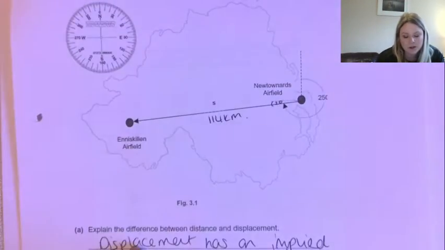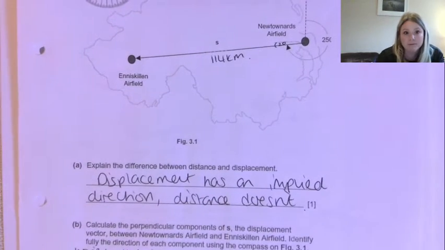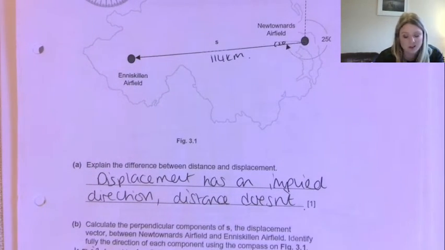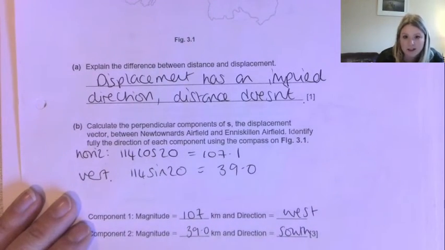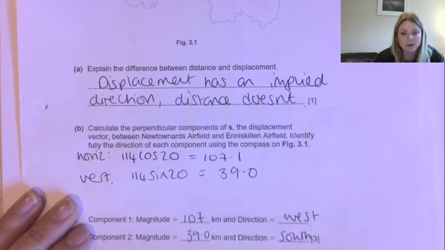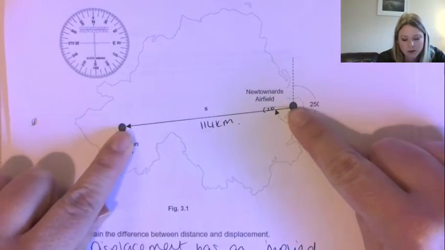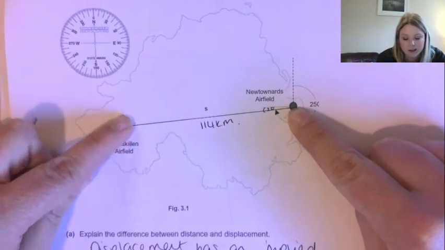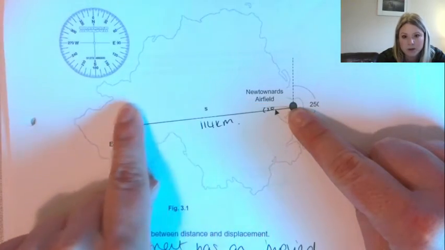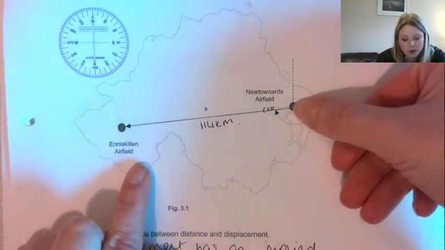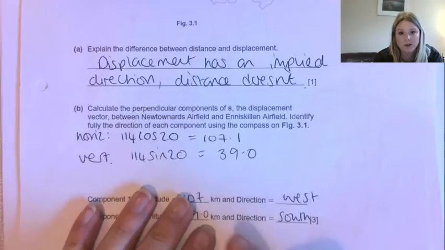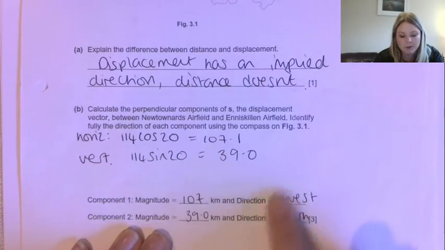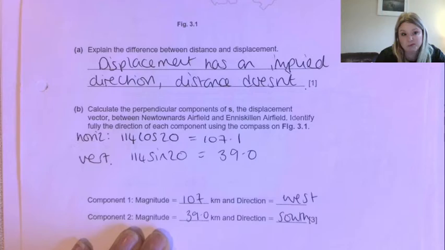Okay. Difference between distance and displacement. All you have to say there is displacement has direction and distance doesn't. Then here, calculate the perpendicular components of S, the displacement vector, between Newtownards airfield and Enniskillen. So if I go back up here, this is going to have a horizontal component of 114 cos 20, going across to the west here. And then it's going to have a component vertically down, so south, of 114 sin 20. So that's just the working out there. A couple of people put the angles here. Perfect. No worries with that.